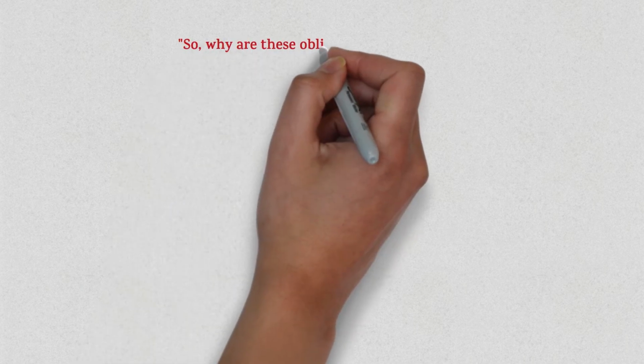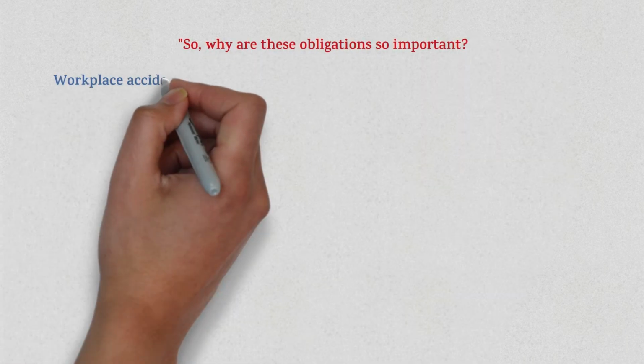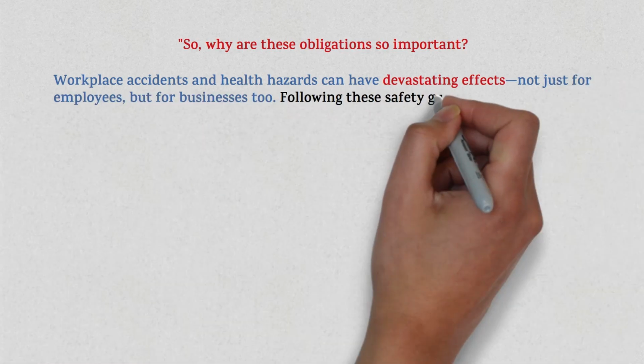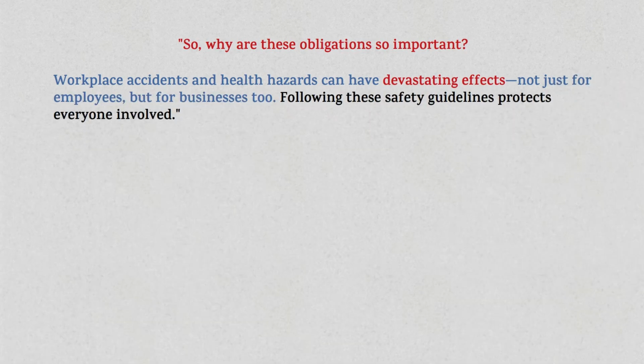So, why are these obligations so important? Workplace accidents and health hazards can have devastating effects, not just for employees, but for businesses too. Following these safety guidelines protects everyone involved.